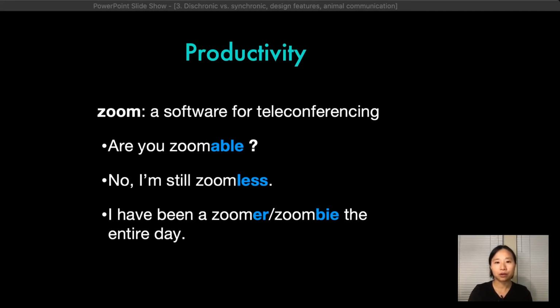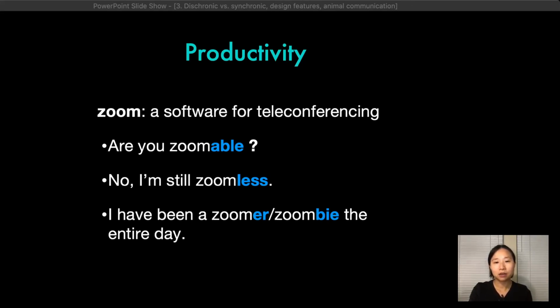If I ask you, are you Zoomable? You know exactly what I mean. If you reply, I'm Zoomless, I also know exactly what you mean. I will ask you to install Zoom following the Zoom instructions on Canvas. If you become a Zoom user, you can now call yourself a Zoomer or a Zoombie. This is how productive our language is.